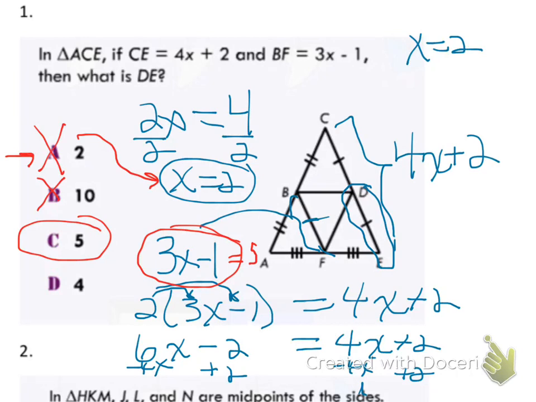So just because the number you got is one of the solutions in a multiple choice question, that does not mean that you are automatically correct. You always want to go up and make sure that you read what the actual question is. What is DE? And DE, according to our calculations, equals 5. Alright, let's do the next one on the next page.